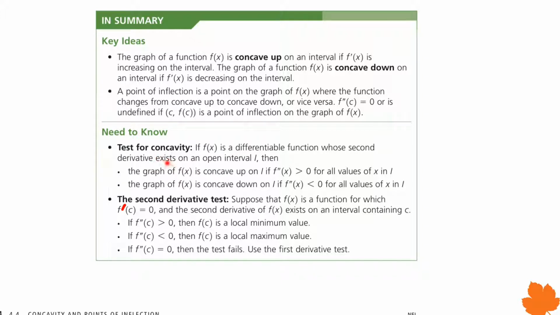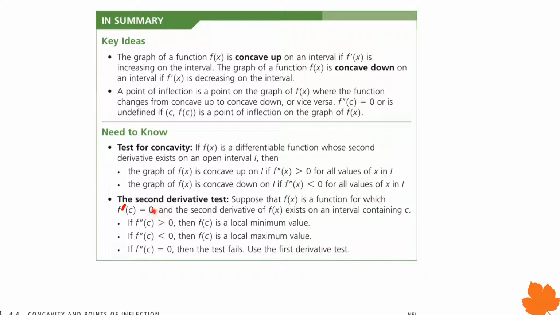Test for concavity. We draw the sign chart for the second derivative. Whenever the second derivative is positive on an interval, the function is concave up, and if on an interval it is negative, the function is concave down.